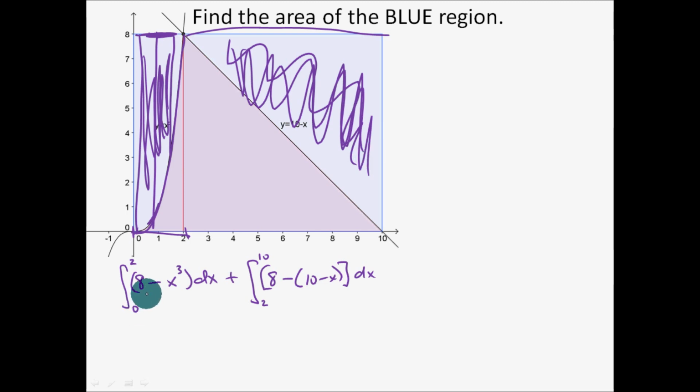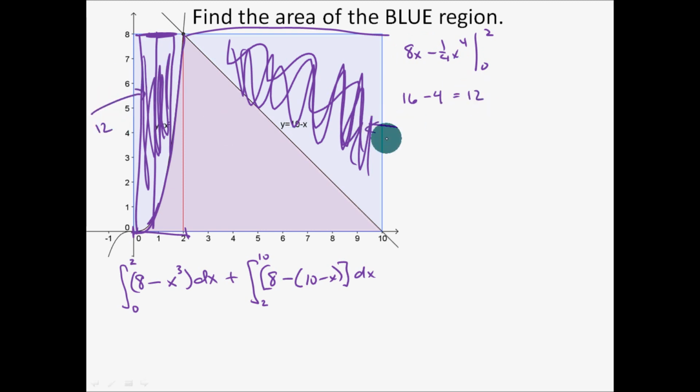All right, so the antiderivative of 8 is 8x. The antiderivative of x cubed is 1/4 x to the 4th. I'm going to evaluate that from 0 to 2. And kind of to save some space, I'm going to do this part first, and then I'm going to do this part. Okay, so 8x evaluated at 2 is 16. 2 squared, or I'm sorry, 2 to the 4th, remember we said was 16, so we need 1/4 of that, so minus 4. And then when we plug in 0, we're going to get 0, right? Okay, so the area of this part right here is 12.